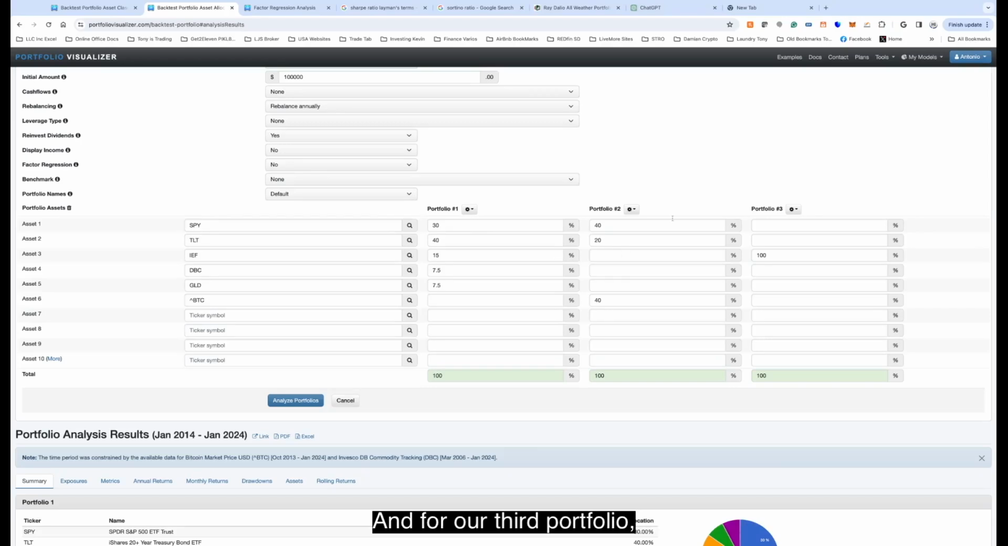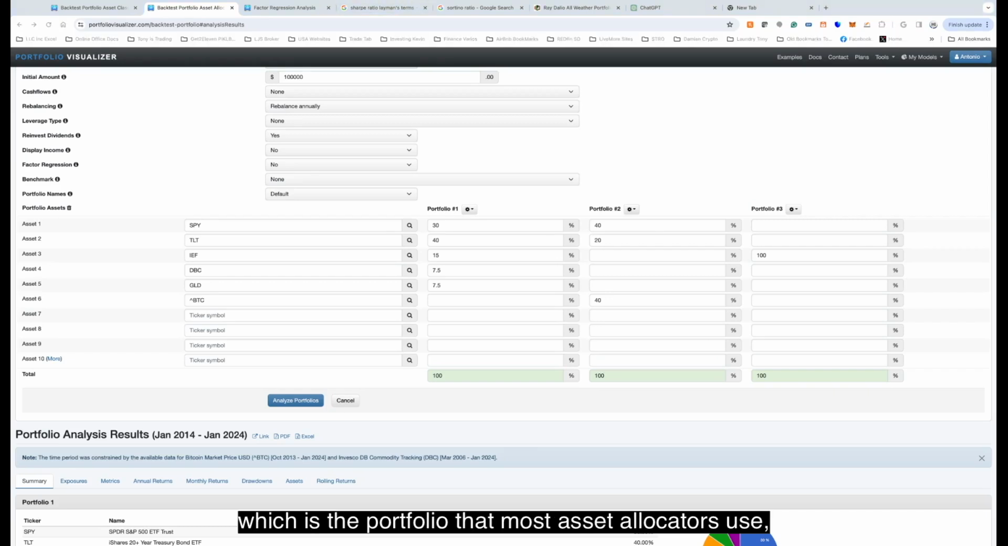And for our third portfolio, which is the portfolio that most asset allocators use, the 60/40 portfolio. Now, some people say you should hold stocks based on 100 minus your age. What does that mean? Let's say you're 30 years old. You subtract 30 from 100. That means you should have 70% of your money in stocks. If you're 90 years old, that means 100 minus 90, only 10% of your money in stocks.